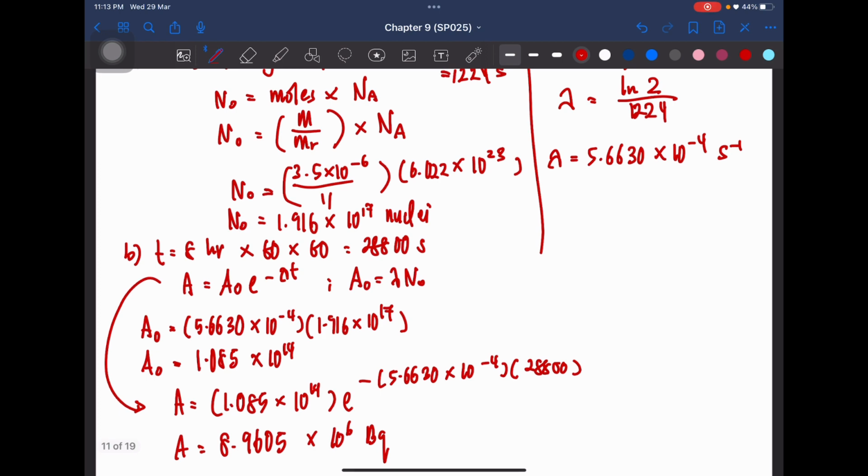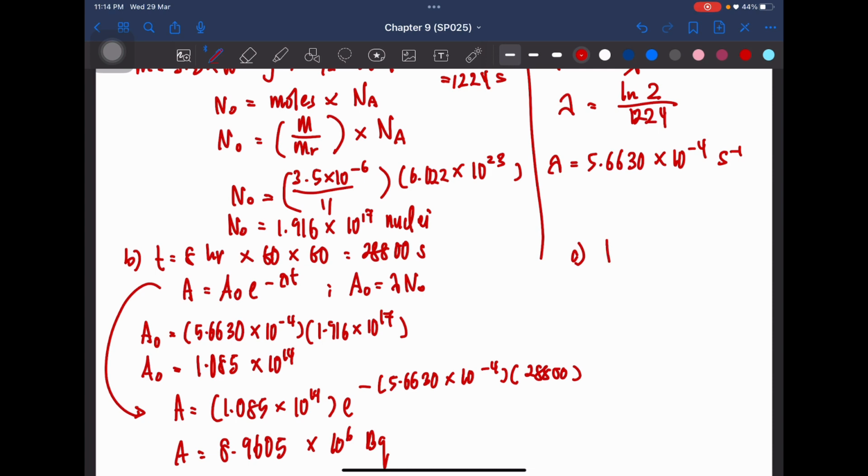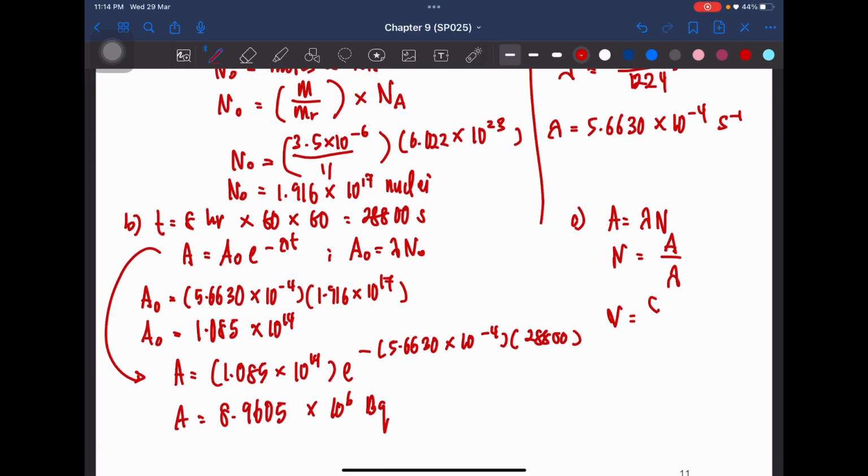Right, so that is just A equal to lambda n. So n is just A over lambda. So this is A. Activity kita tadi 8.9605 10.6. This is 5.6630 10 negative 4.